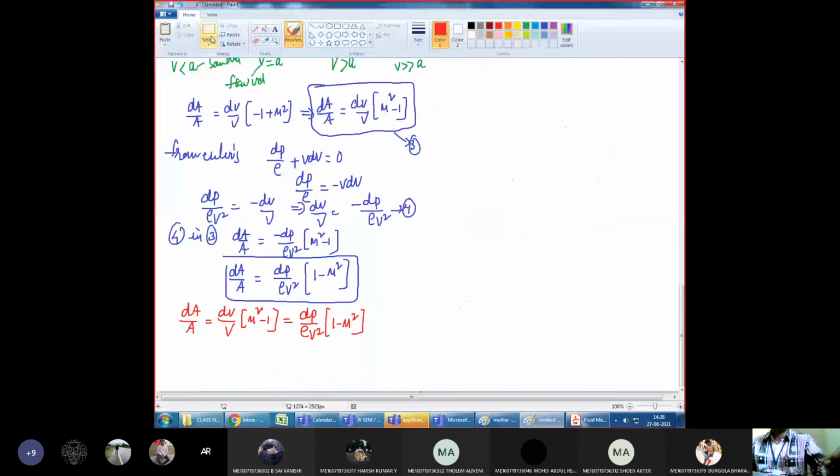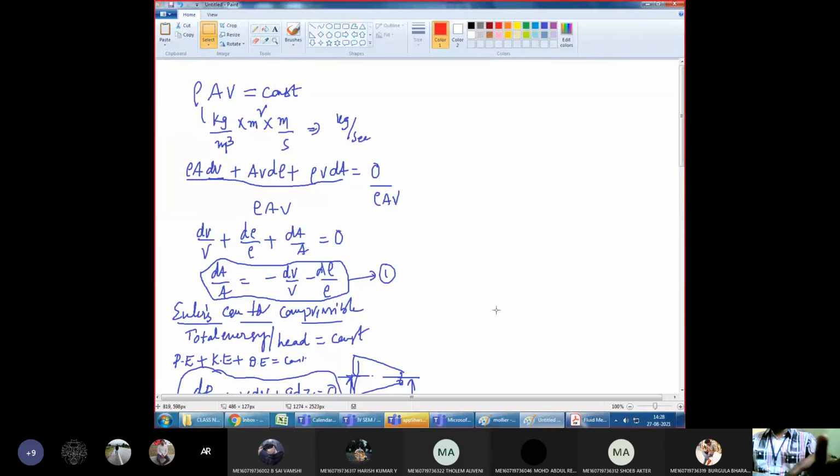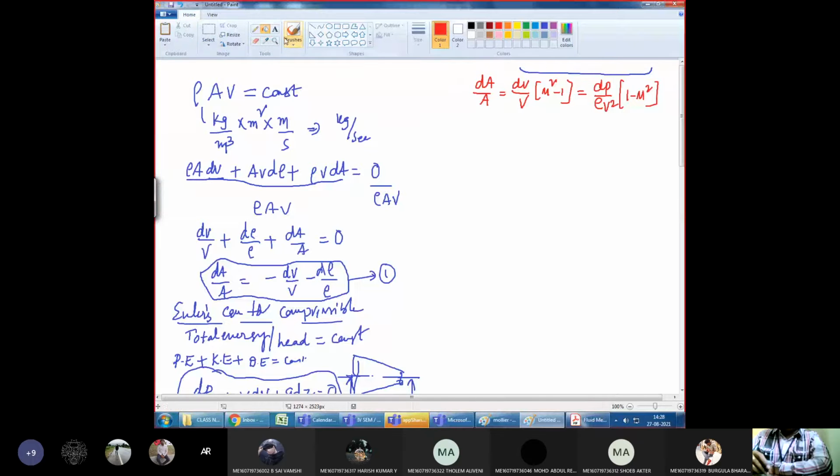Right. This is the generalized relation. I am writing dA by A. Now let us assume, very important, let us assume subsonic flow, case 1. When the flow is subsonic, what is the relation between these three? What is meant by subsonic flow? In case of subsonic flow, the Mach number is less than 1.